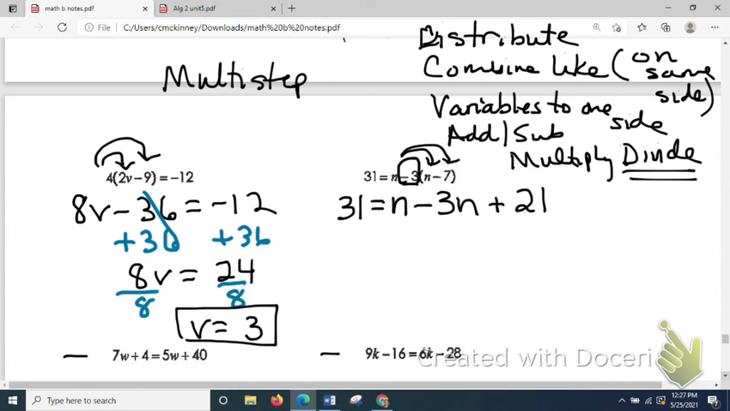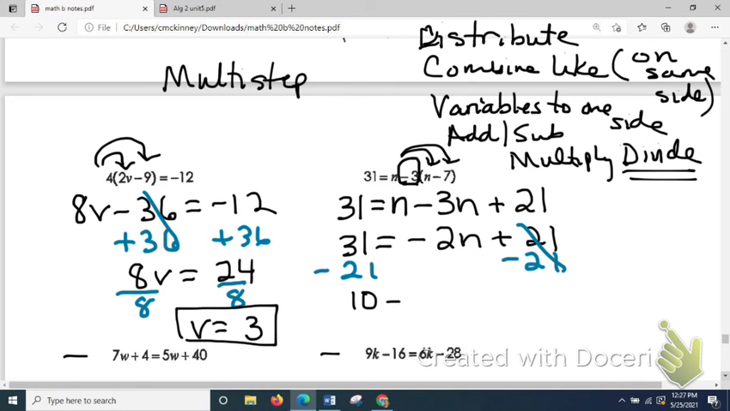Now this time I do have like terms to combine. N minus 3n gives me negative 2n. Still have the plus 21. And then now that I've distributed and combined like terms, now I have a two-step equation. So I can subtract 21 on both sides. Now I have 10 is equal to negative 2n, and we can divide both sides by negative 2 to get negative 5 is equal to n.